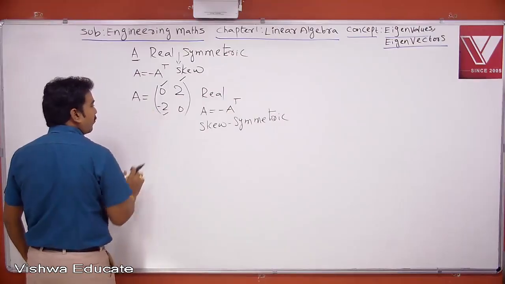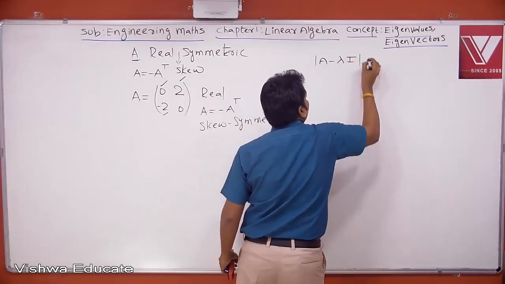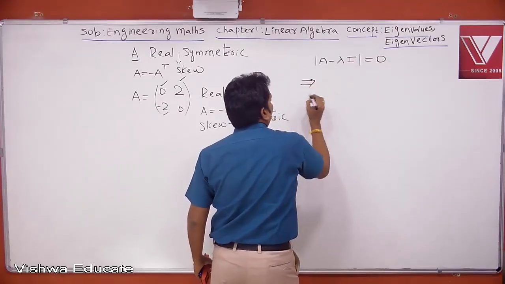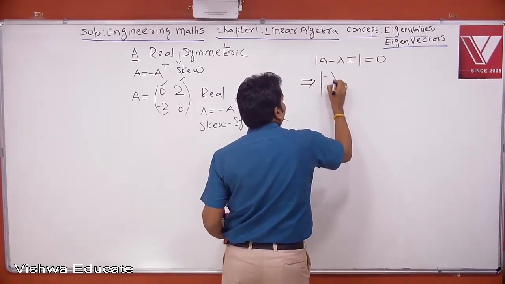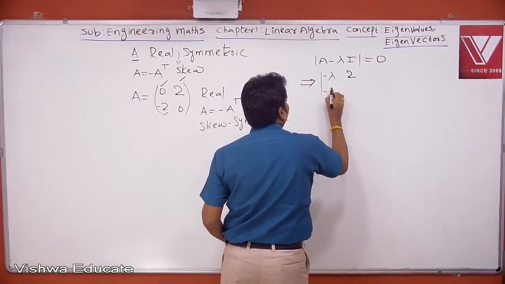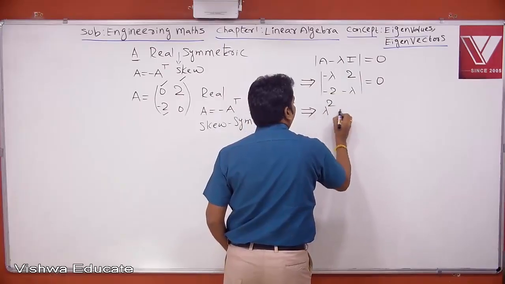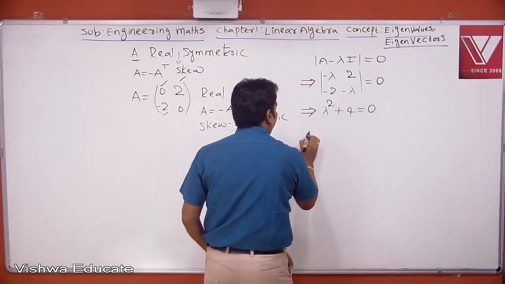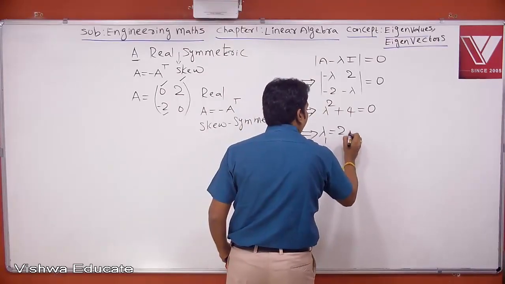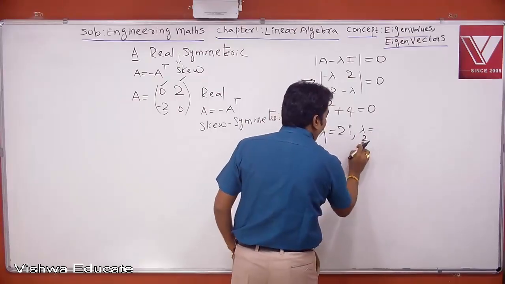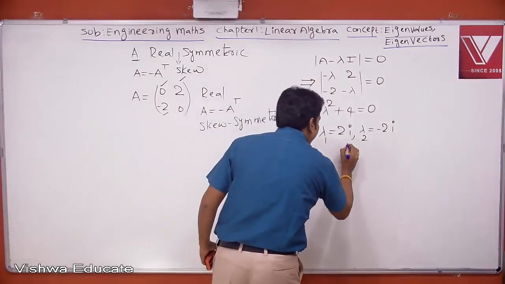Now, let us try to find its eigenvalues. Apply the definition, the characteristic equation: determinant of A minus lambda I equal to 0. So subtract lambda from the diagonal elements. Here my diagonal elements are zeros. So this is the determinant of the matrix with rows minus lambda, 2 and minus 2, minus lambda, equal to 0. This implies lambda square plus 4 equal to 0. This is a second degree equation. When we solve it, we get two roots. One root is 2i, I call it lambda 1. The second root, I call it lambda 2, is minus 2i.